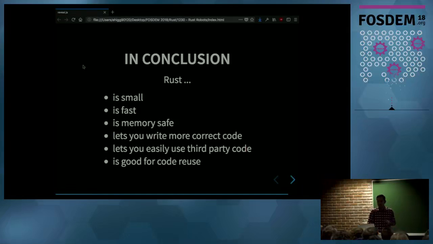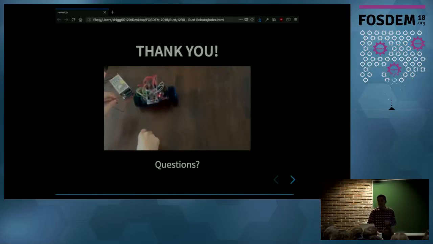It also lets you write more correct code. As we saw in the pin configuration, you cannot get it wrong with the API. You can also easily use third-party code, which we use a lot in the communication module. And it's also good for code reuse. We have this generic driver, which can be used in many different platforms. And that's all I have. Thank you.